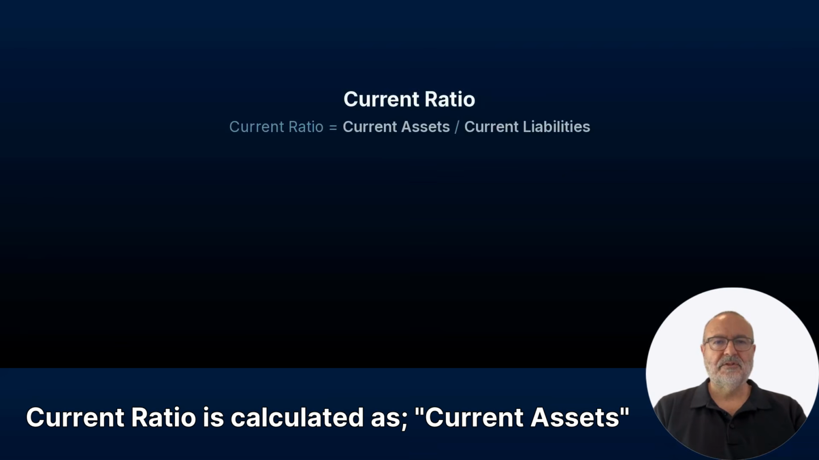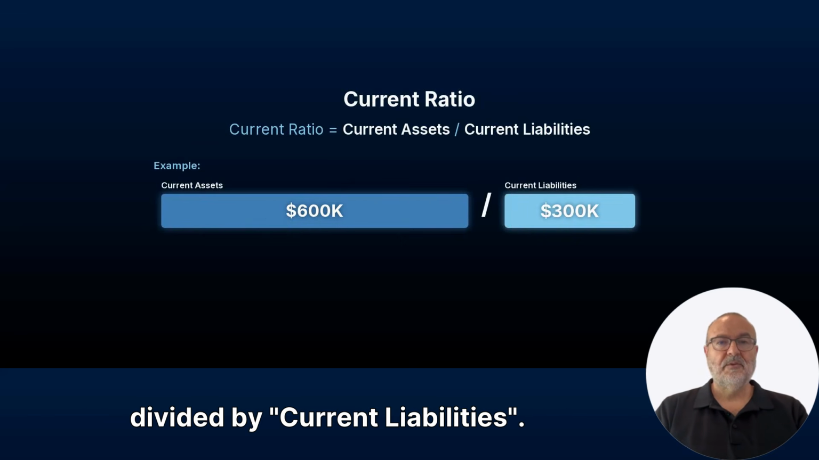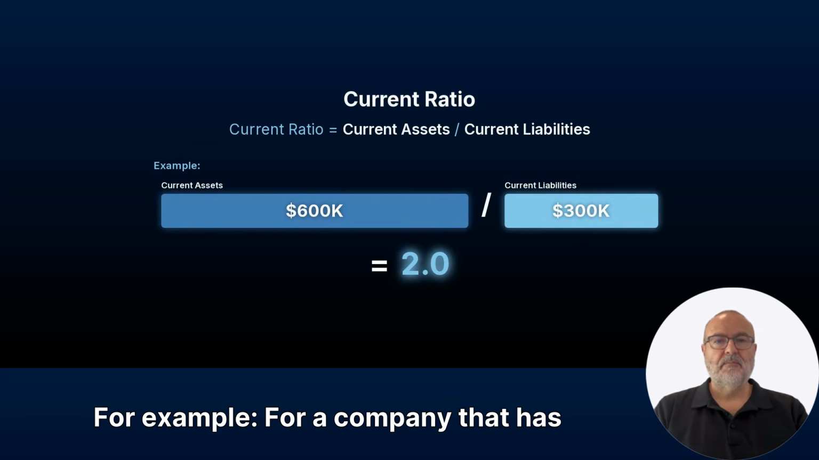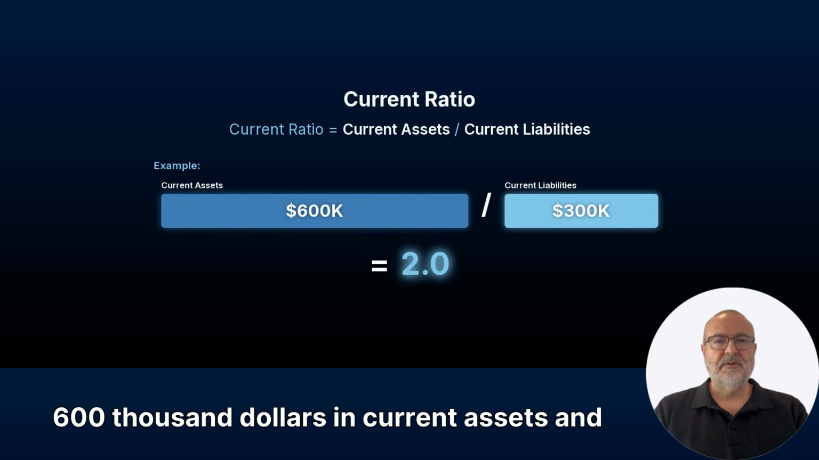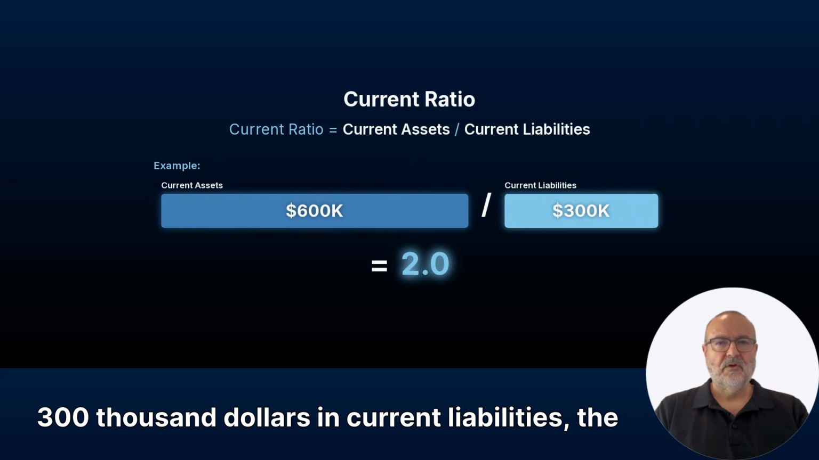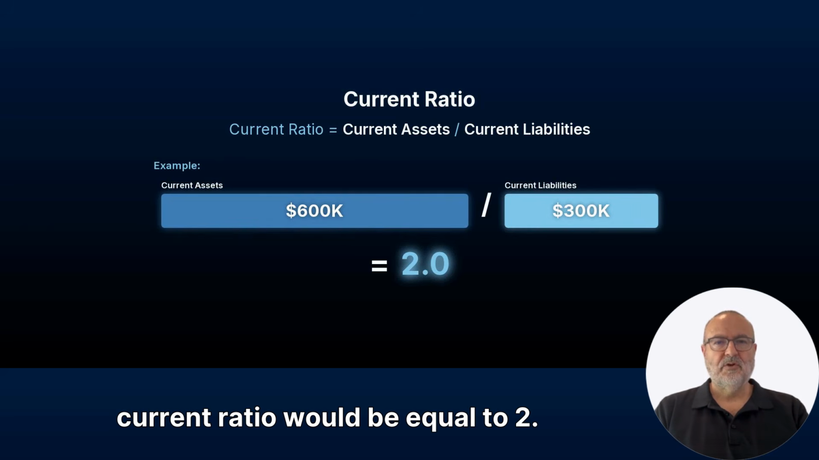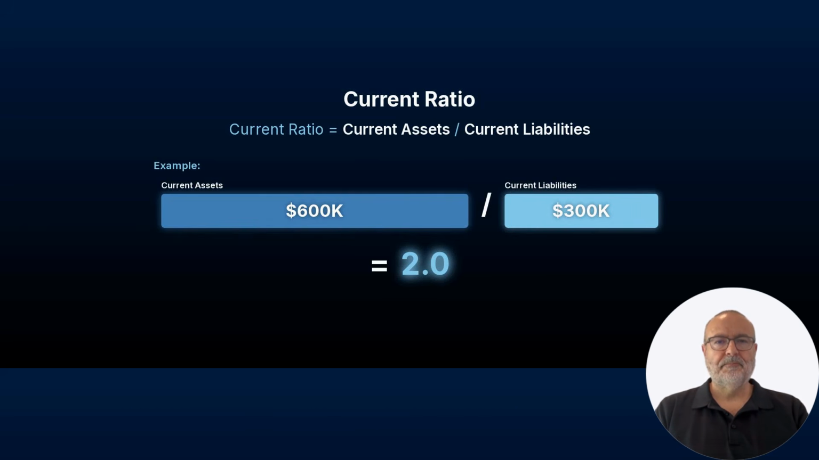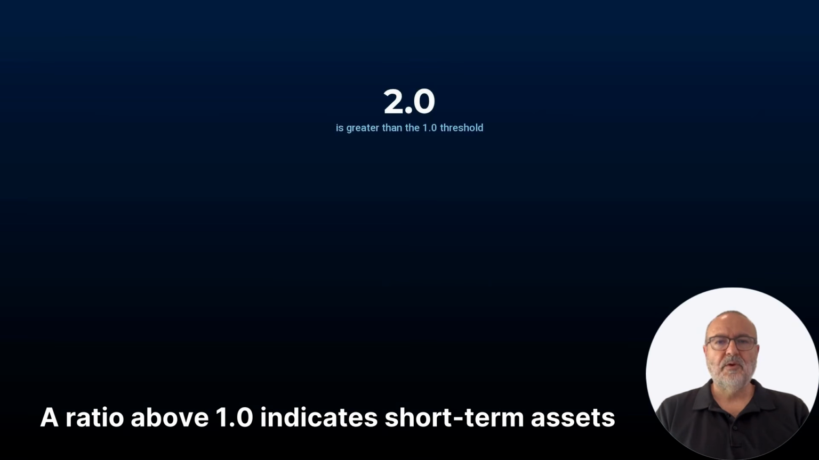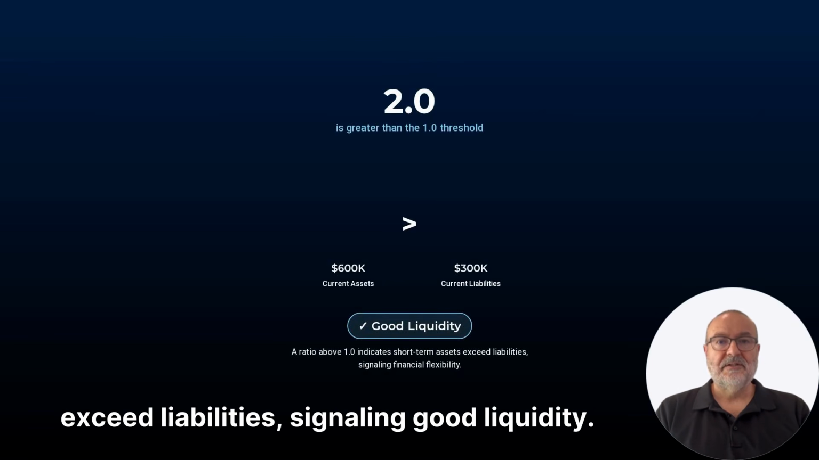Current ratio is calculated as current assets divided by current liabilities. For example, for a company that has $600,000 in current assets and $300,000 in current liabilities, the current ratio would be equal to 2. A ratio above 1.0 indicates short-term assets exceed liabilities, signaling good liquidity.